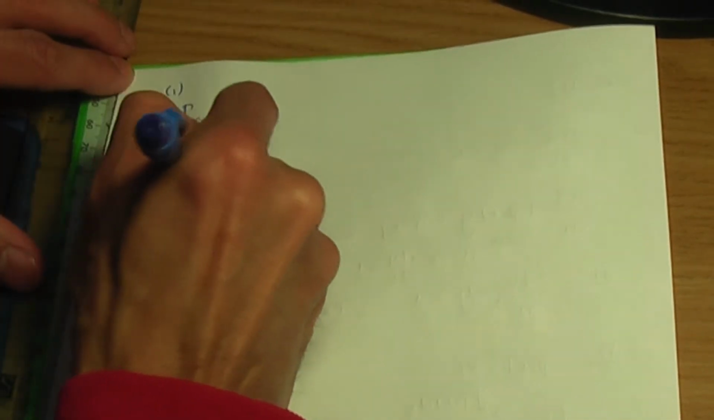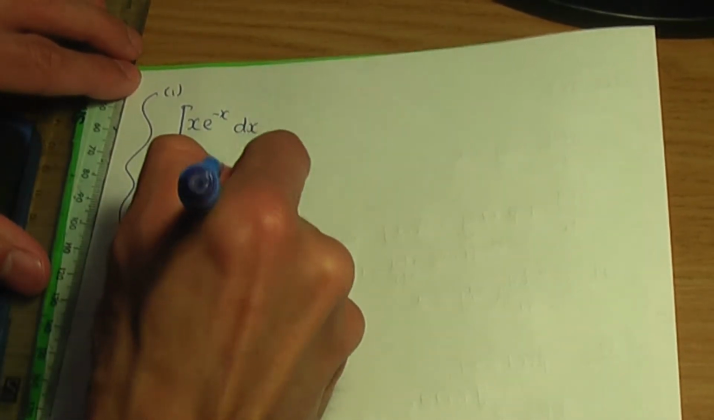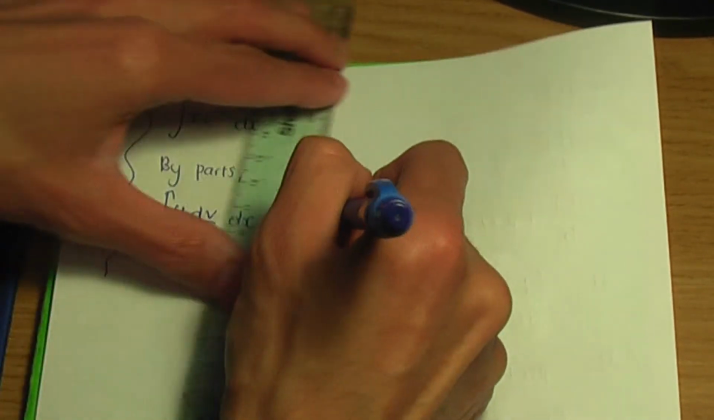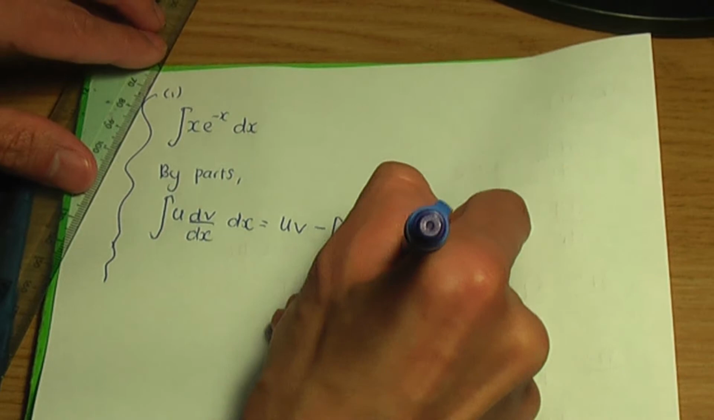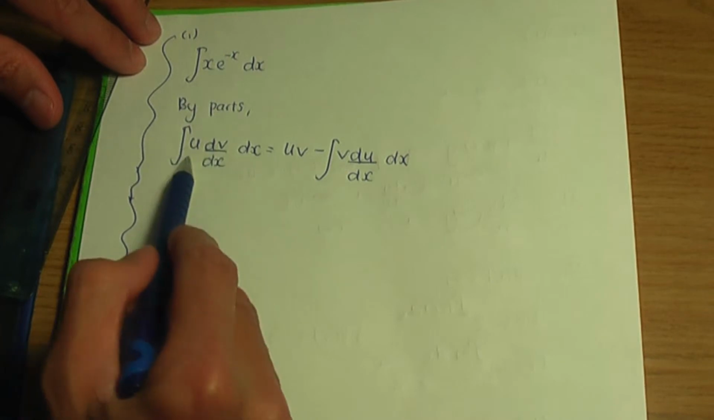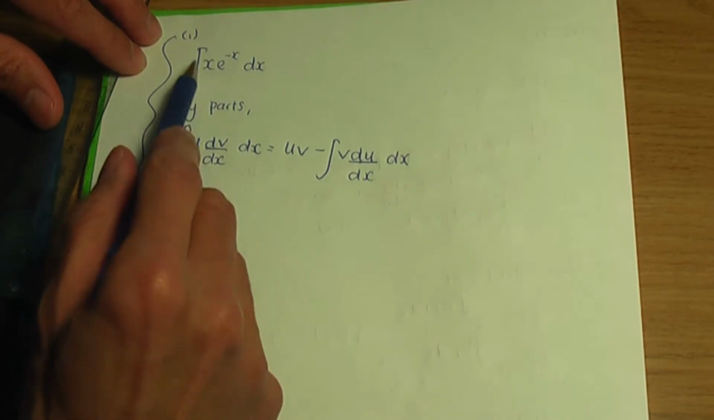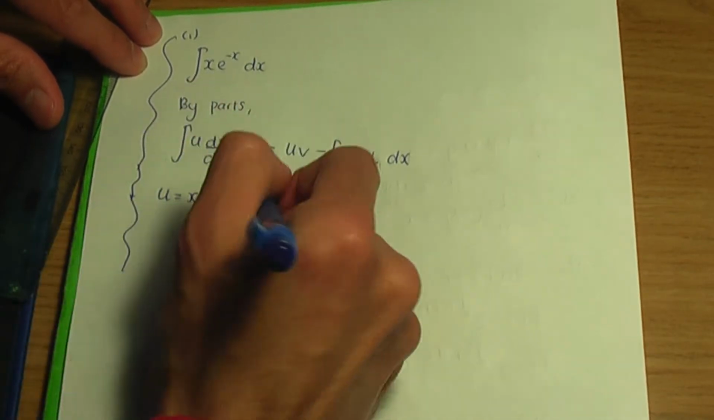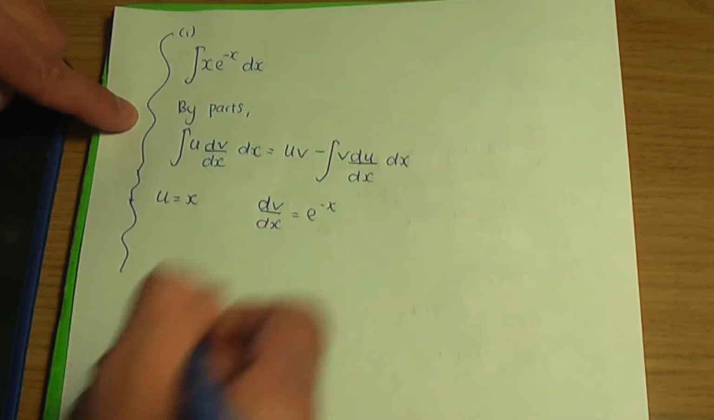So remember the by parts formula. Here is the by parts formula as a reminder. The integral of u dv over dx with respect to x is uv minus the integral of v du over dx with respect to x. Now choose your u and dv over dx so that v du over dx is easy to integrate. So I'm going to take my u to be x. That means that dv over dx is the remaining term, so dv over dx is e to the minus x.